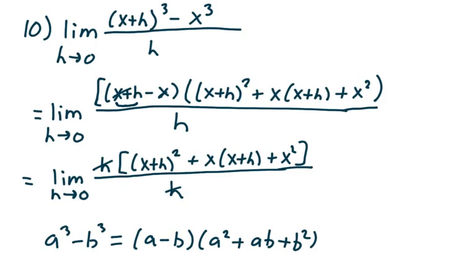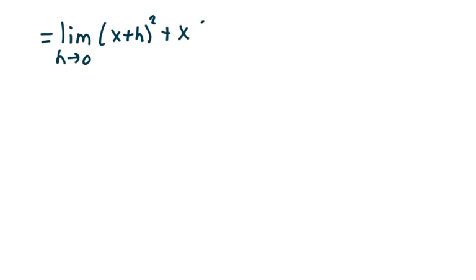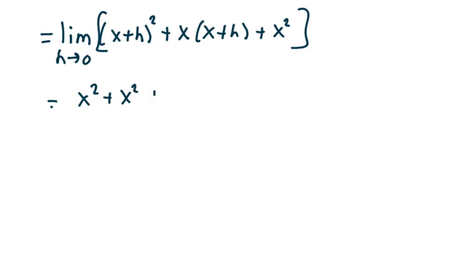And so this is the limit as h goes to 0 of x plus h to the 2nd, and then I'm going to go plus x times x plus h plus x to the 2nd. And then all you have to do is replace h with 0. And you get x squared plus x squared plus x squared. And the answer here is 3x squared.